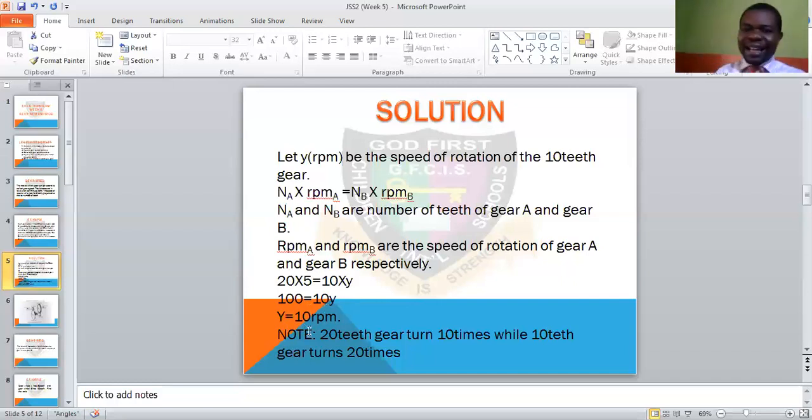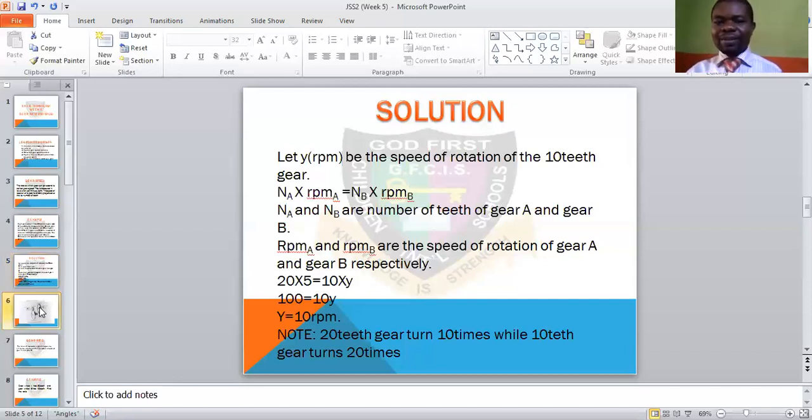So you see that the one that has 20 teeth turns 5 times, that's 5 RPM. Then the one that has 10 teeth turns 10 times. So where the one with the larger teeth will turn once, that means the one with the smaller teeth will turn twice. That is what we mean by that. Where the one with 20 teeth will rotate once, the one with 10 teeth will rotate 2 times.